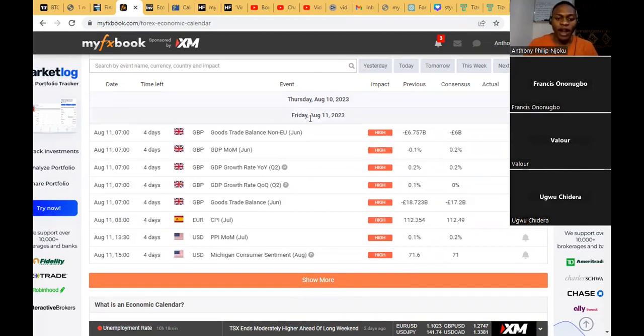Then on Friday, we have August 11, 2023. We have GBP, goods trade balance. This is number 3 ranked. So watching that, this is a very high impact for GBP. We're watching that for GBP pairs on Friday, and then GDP, gross domestic product, goods trade balance.